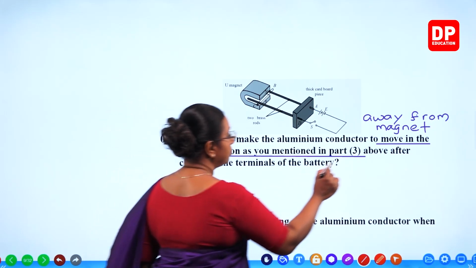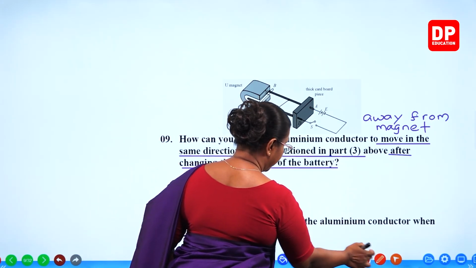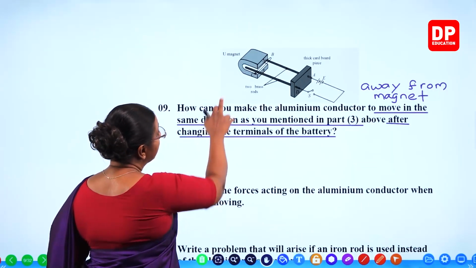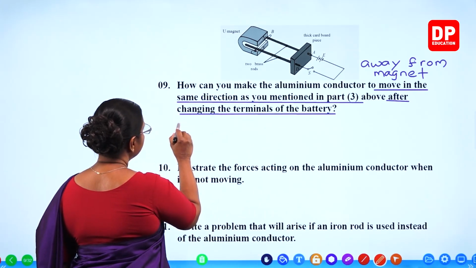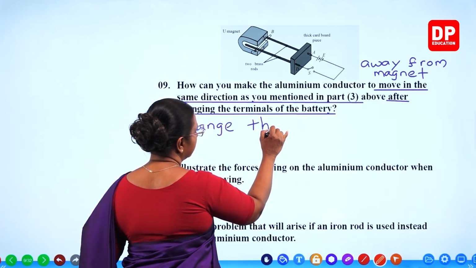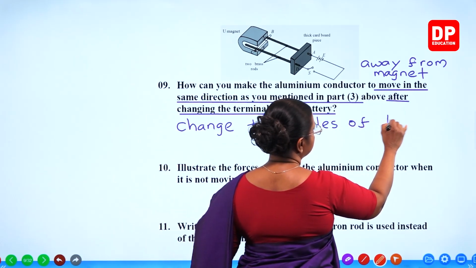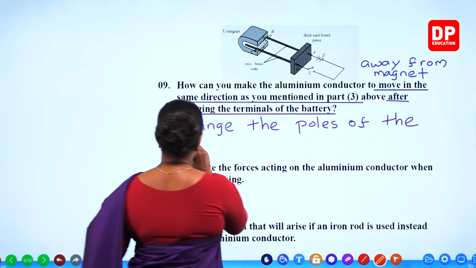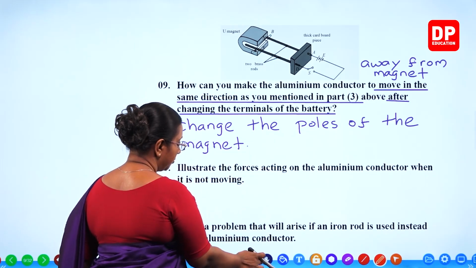So that is also important, after changing the terminals of the battery. So what can we do? Change the poles of the magnet. Change the poles of the magnet.